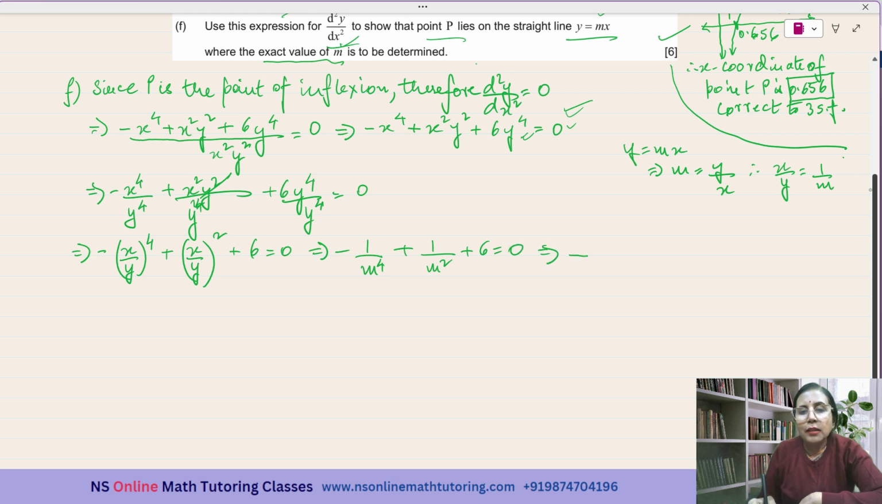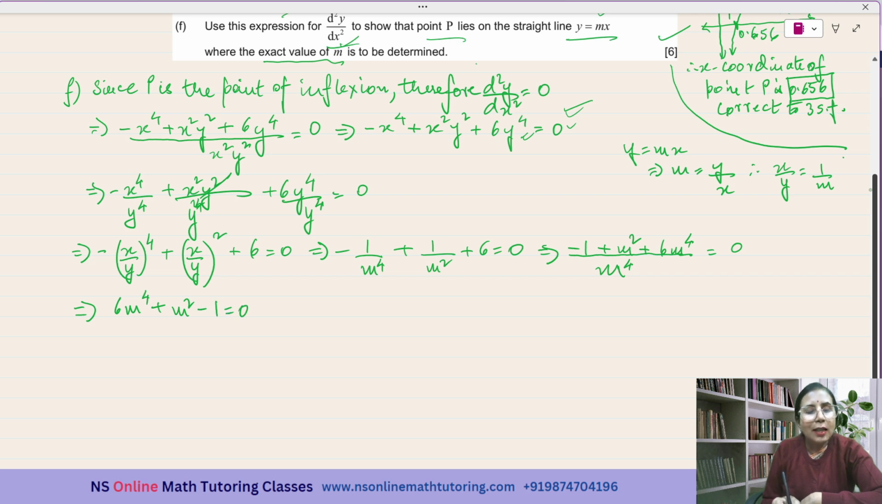So I can take m to the power of 4 as the common denominator, and it is negative 1 plus m square plus 6m to the power of 4 is equal to 0. And I am multiplying both the sides by m to the power of 4 so that I get 6m to the power of 4 plus m square minus 1 is equal to 0.